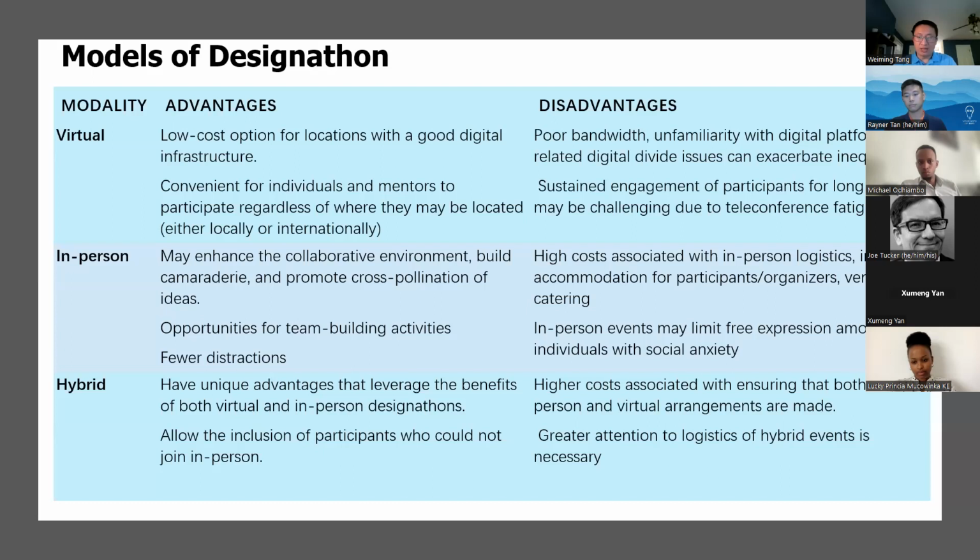In the Designathon practical guide, we also summarized the different advantages and disadvantages of the virtual, in-person, and hybrid models. Since we are in the later part of this meeting, we'll have a discussion with each of the cases we included before. We'll go back to this part later on.